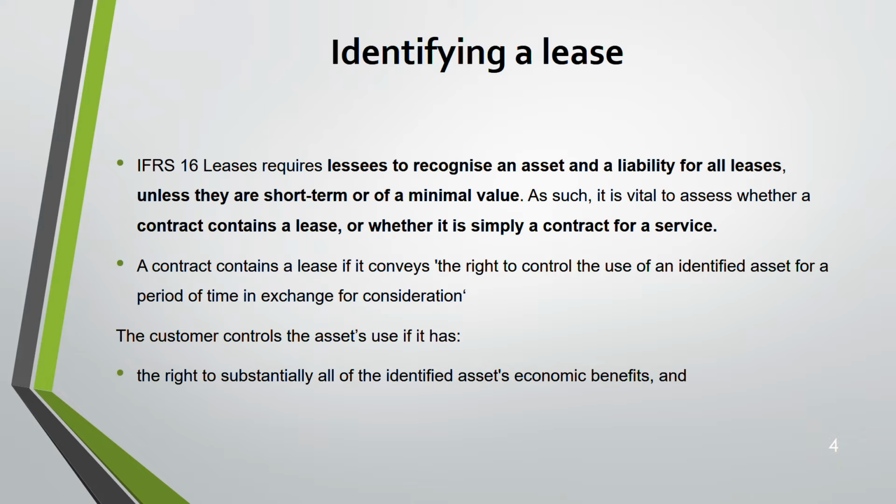Now, the customer controls the asset's use if it has two things. Number one, all the benefits should go to the customer. Next, the right to direct the use. They are going to say how the asset will be used. If the customer has these two things, then you can say the customer is the one who is controlling the use of that asset.